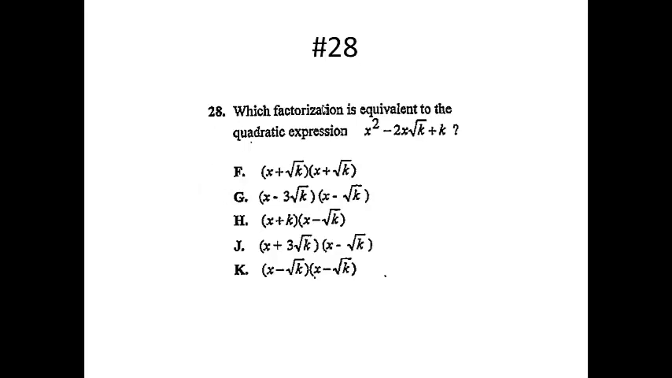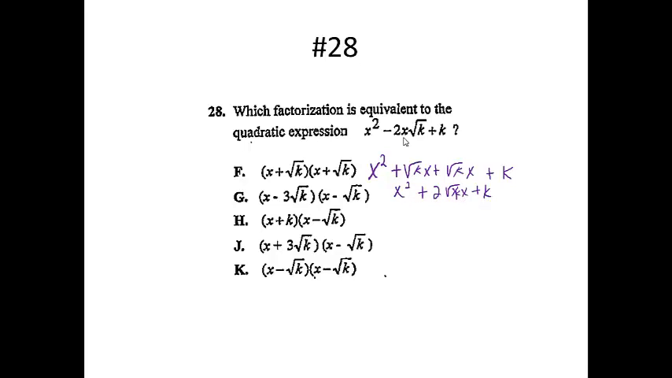Right, 28. Which factorization is equivalent to the quadratic expression x squared minus 2x square root k plus k? I'm just going to start actually FOILing these out to see which one works. So if I try F, if I FOIL it, x times x is x squared, and then I'll have plus square root k x plus square root k x plus the square root of k times the square root of k is k. That will give me x squared plus 2 square root k x plus k.